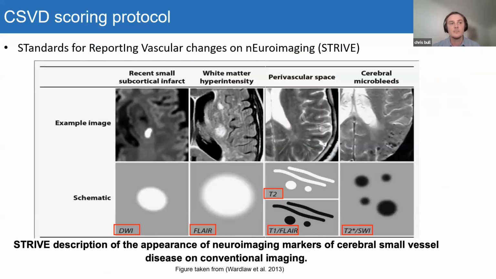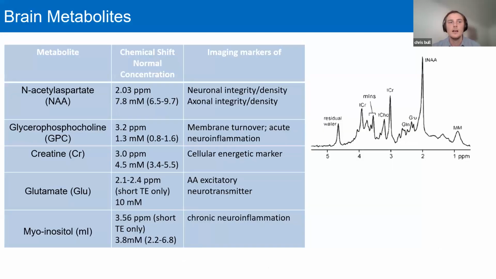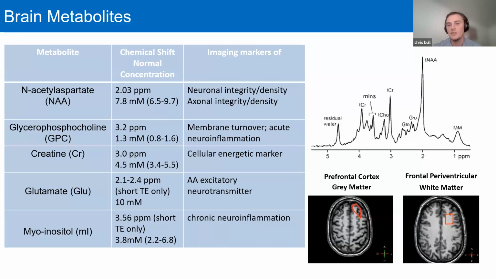To assess cerebral small vessel disease, we use something called the STRIVE protocol. So this is a scale from 0 to 4, with 0 being no CSVD. And you get 1 point for the presence of each of these different presentations of CSVD, for a maximum score of 4. Additionally, we looked at various different brain metabolites for markers of both inflammation and energy. And we did this in both the grey matter and the white matter.